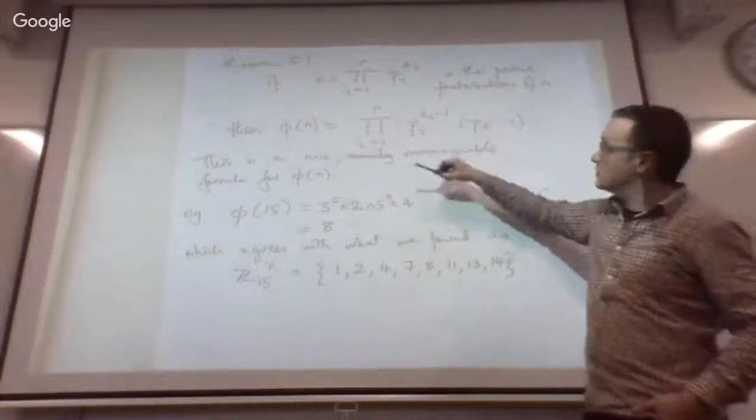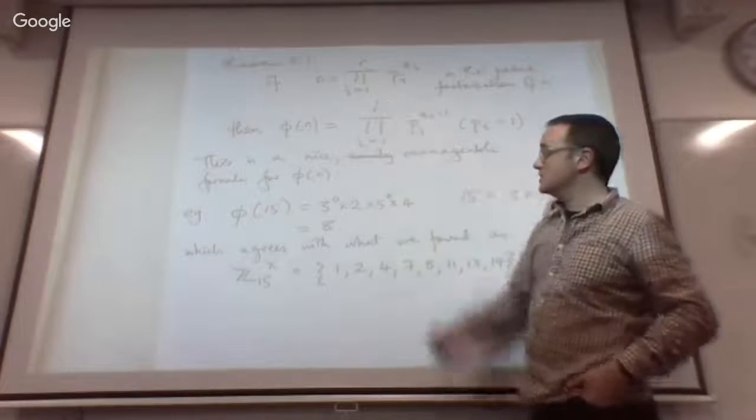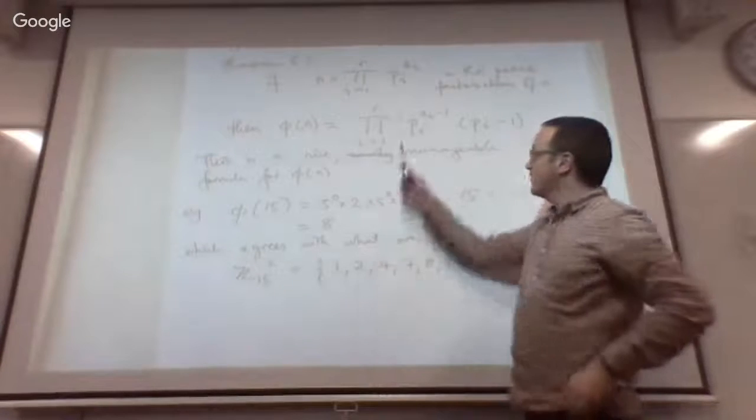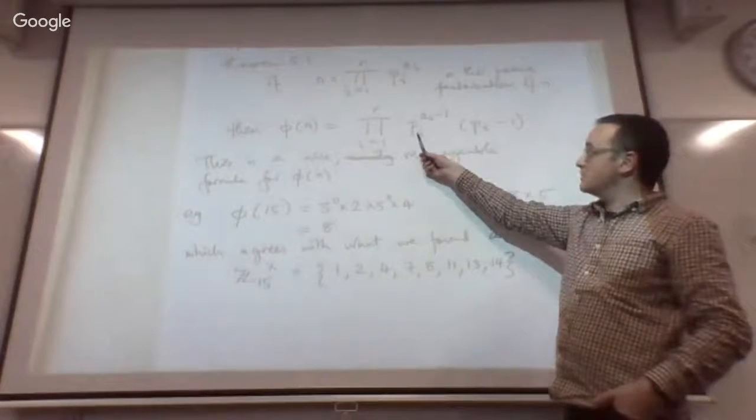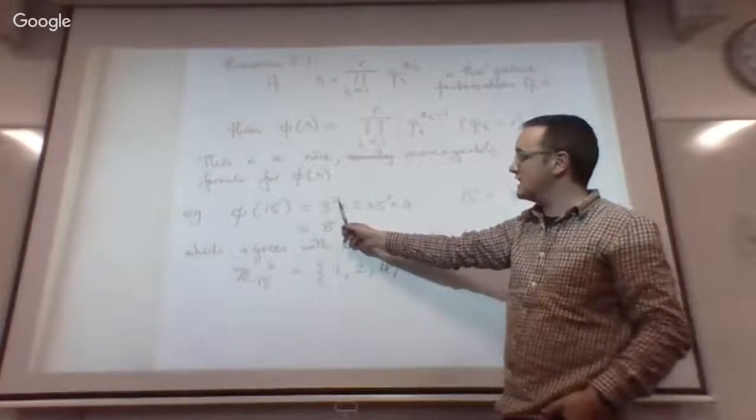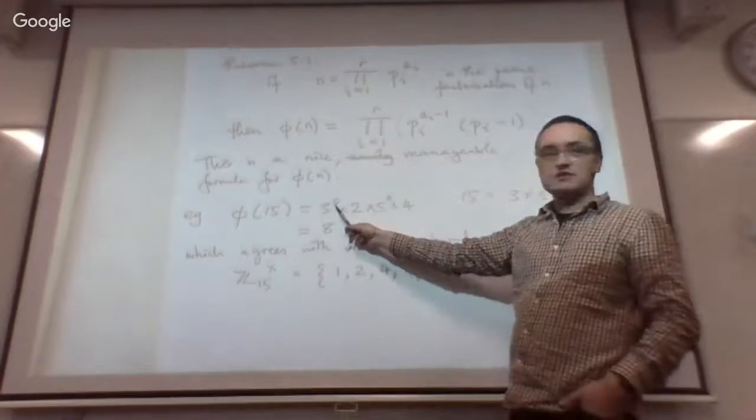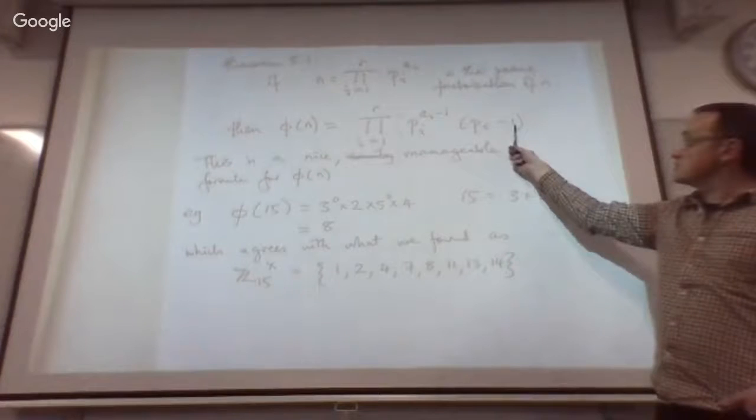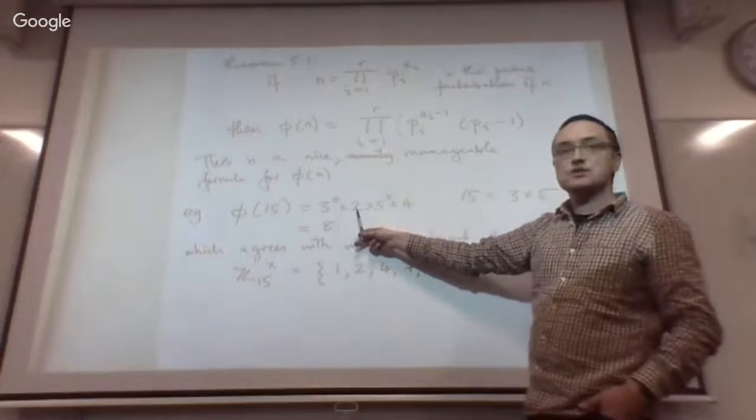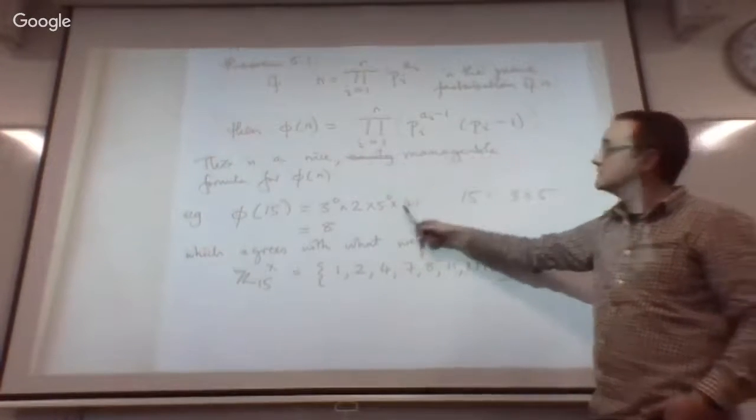So phi 15. So again, it's a product from i equals 1 up to r. So it's a product from i equals 1 up to 2. So it's something to do with the 3 multiplied by something to do with the 5. What is the something? It's the prime number raised to a power 1 less than it was. So first I take 3 and I raise it to a power 1 less than it was. Well, it was to the power 1 here, so it becomes to the power 0. But then you've got this extra factor, which is 1 less than the prime. So still focused on 3, I've got this 2 here.